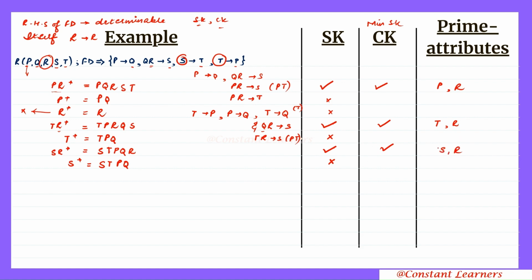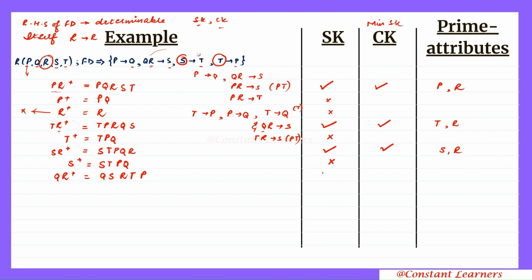Now again S is determinable by Q and R. So we can replace S by Q and check if QR is a super key or not. Very quickly, Q can determine itself and the combination QR can determine S, R can determine itself. Then if QR can determine S and S can determine T, then QR can also determine T. So here we're also getting T. If QR can determine T and T can determine P, then QR can also determine P.